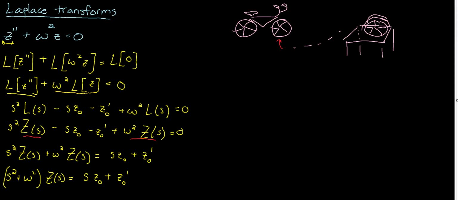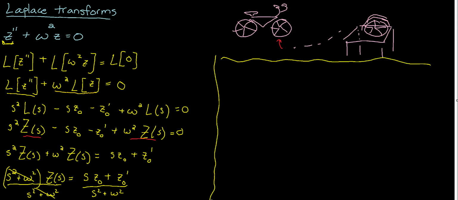Next, I'm going to divide both sides, because ultimately I'm trying to solve for this Laplace transform. I want to know what is capital Z of s, so I'm going to divide both sides by s squared plus omega squared. Goodbye, goodbye. So what we have left, let me just put a little divider here on our screen.